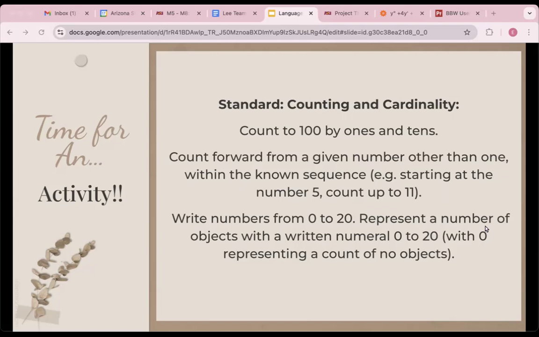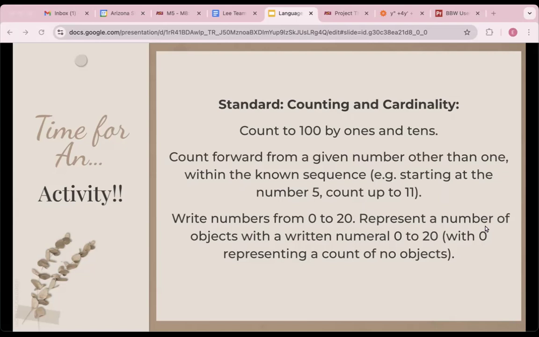Now, I need to find out how many toys are in front of me. JC, can you count and tell me how many toys I have in front of me? 1, 2. So how many do I have? 2. Great job. Eliana, how many toys are in front of me? 1, 2, 3, 4. So how many total toys is it? 4 toys.